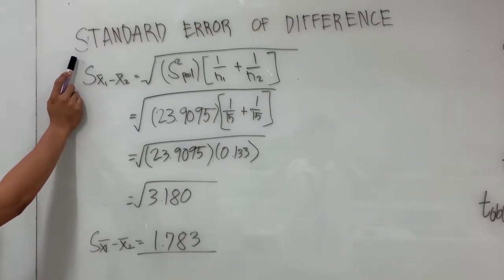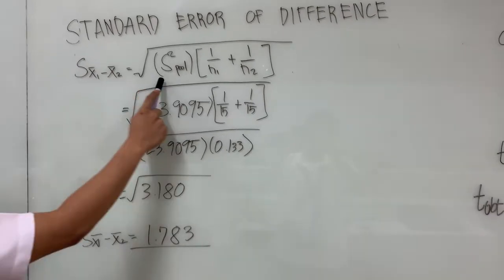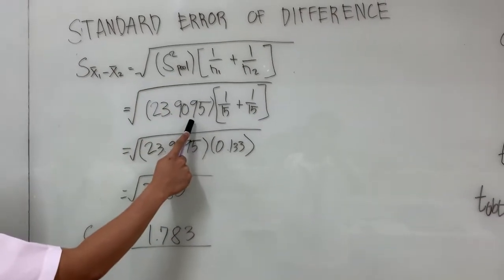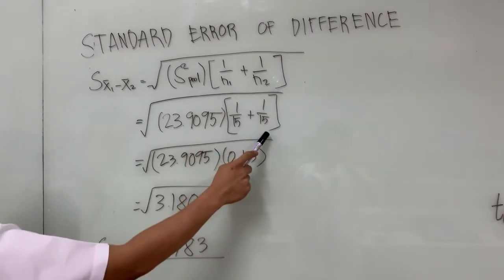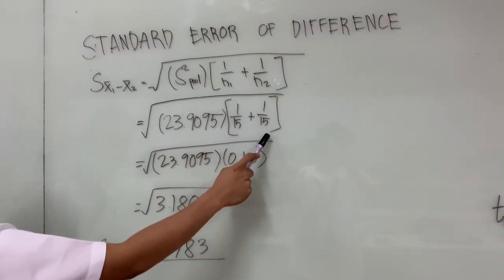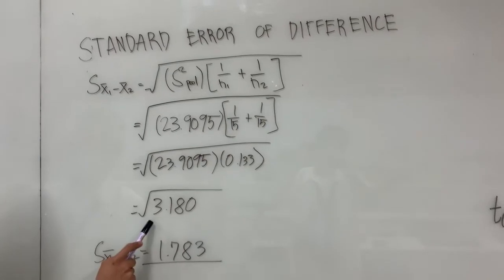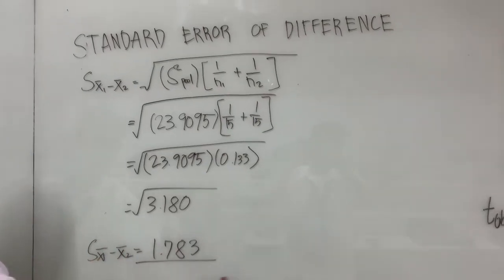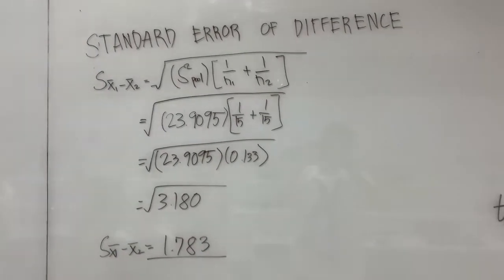Its formula requires the pooled variance, therefore we would input our acquired score of 23.9095 and also 15 for both total scores of male and female. Then we will follow the procedure of its formula, and then we will have 1.78 as the value of our standard error of the difference.